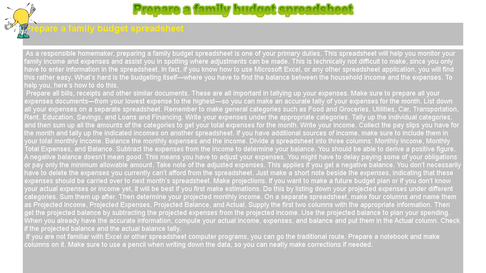On a separate spreadsheet, make 4 columns and name them as projected income, projected expenses, projected balance, and actual. Supply the first two columns with the appropriate information. Then get the projected balance by subtracting the projected expenses from the projected income. Use the projected balance to plan your spending.